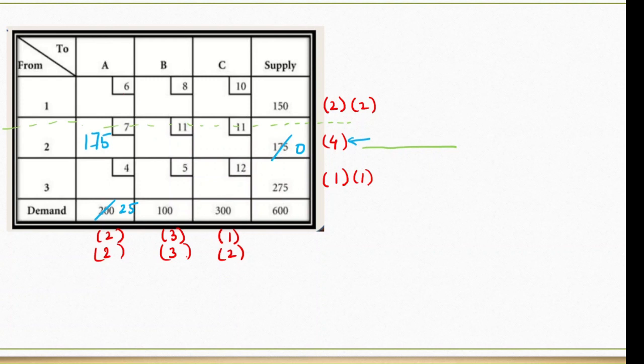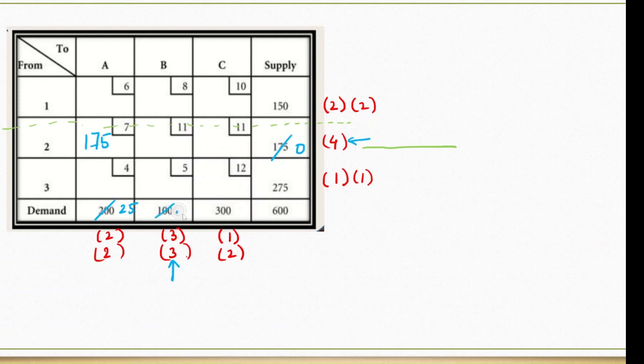Now again you have to choose the maximum penalty. Now the maximum penalty is 3. So I'll be considering this particular column. In this particular column, I'll be considering this cell or this cell. I have only 2 cells. I'll not be considering the source 2, in this case only the source 1 going to B and source 3 going to destination B. So out of these two, 5 is the minimum cost. So again, choose the minimum of the demand and supply.